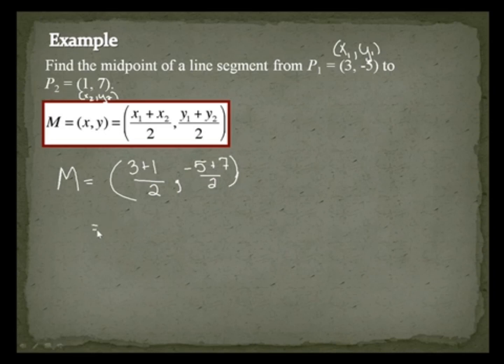And we're going to continue. 3 plus 1 is 4. Negative 5 plus 7 is 2. And so our midpoint is (2, 1). It's that ordered pair, (2, 1). Now sometimes you can have a fraction. And remember, if this ends up being a fraction, you always want it in lowest or simplest terms.